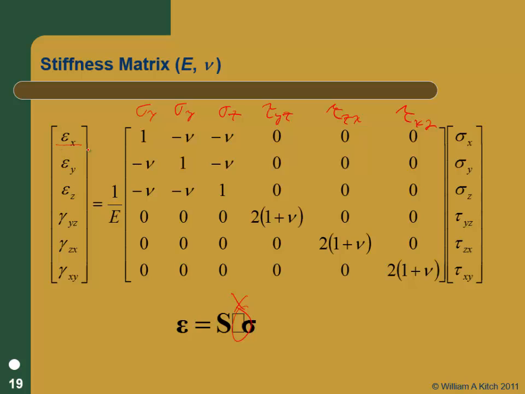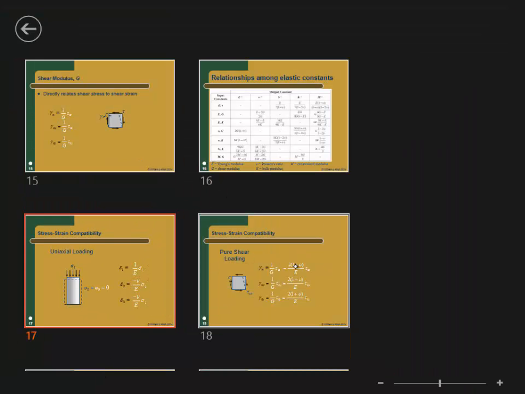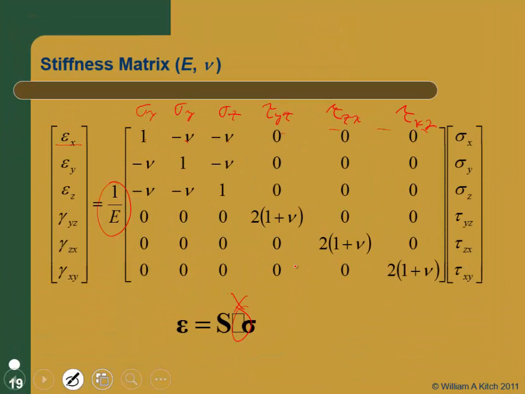So we notice that epsilon x is going to be equal to 1 times sigma x minus Poisson's ratio times sigma y minus Poisson's ratio times sigma z, and zeros on the taus, all divided by E. And if we go back to here, we find that epsilon 1 is equal to sigma 1 divided by E, but if I had loads in the other directions, I'm going to have to include these terms, and indeed that's exactly the way this comes out. So this is the transformation matrix between stress and strain.